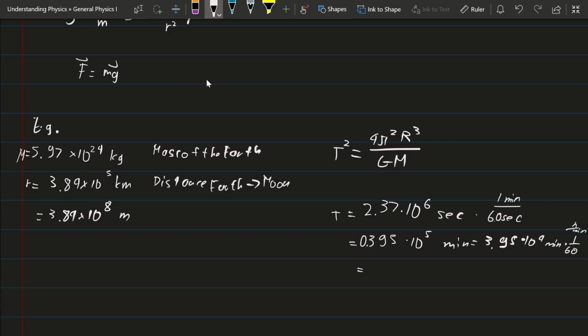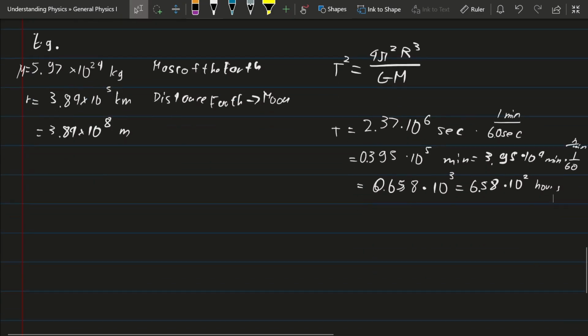So this will be, let's see if I can compute this correctly again, about 6.58 times 10 to the power of 3, rounding it down. And this is basically 6.58 times 10 to the power of 2 hours. So it's about 658 hours.